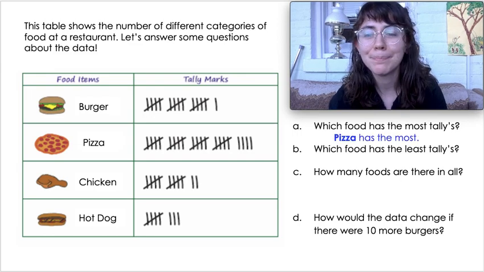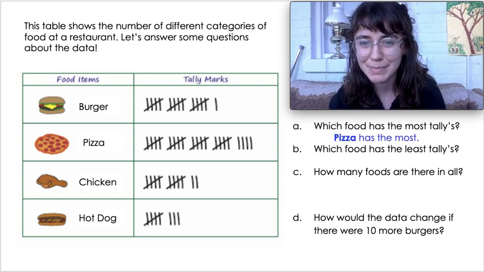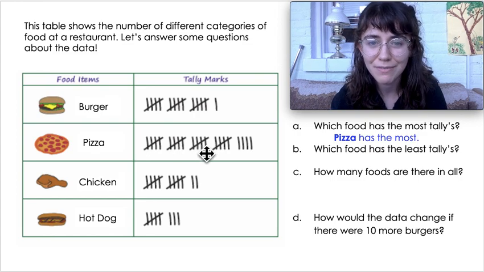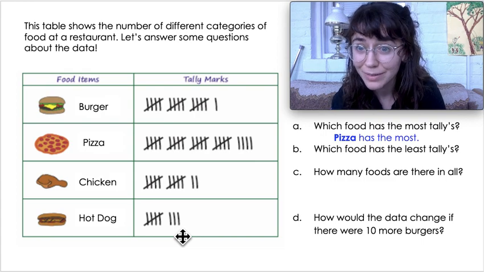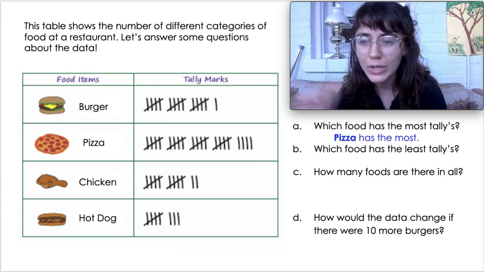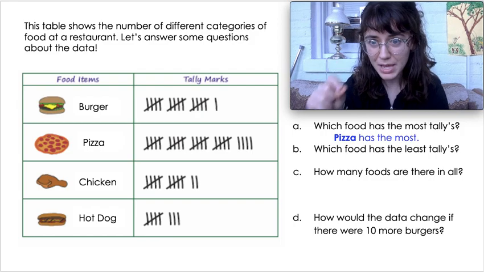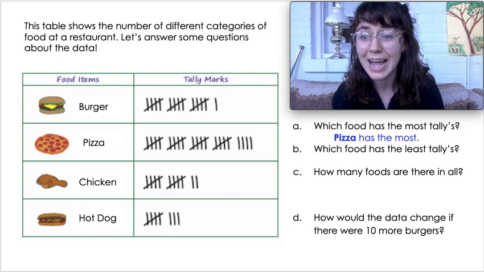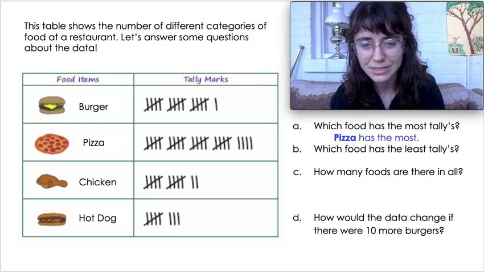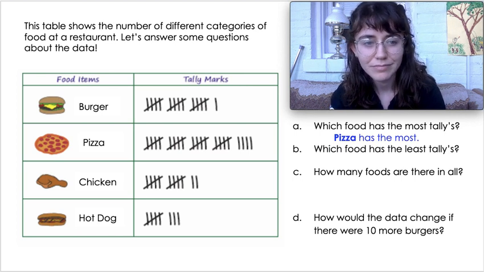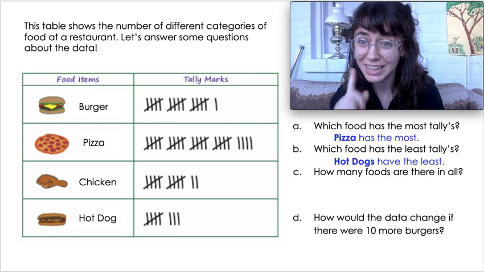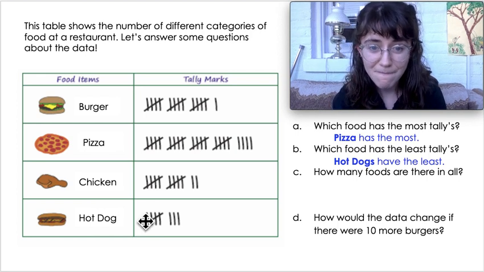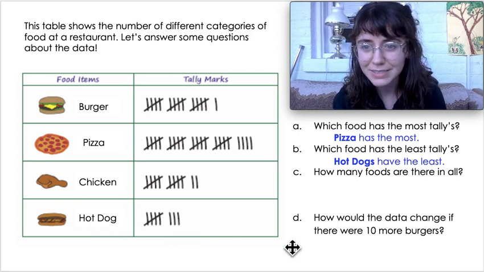If you wrote down pizza, you are right. Pizza has the most. It has 5, 10, 15, 20, 21, 22, 23, 24. Wow. B, which food has the least tallies? Write down B and then write down the name of the food that has the least. That means the fewest. If you wrote down hot dogs, you are right. Hot dogs have the least tallies. They have 5, 6, 7, 8.